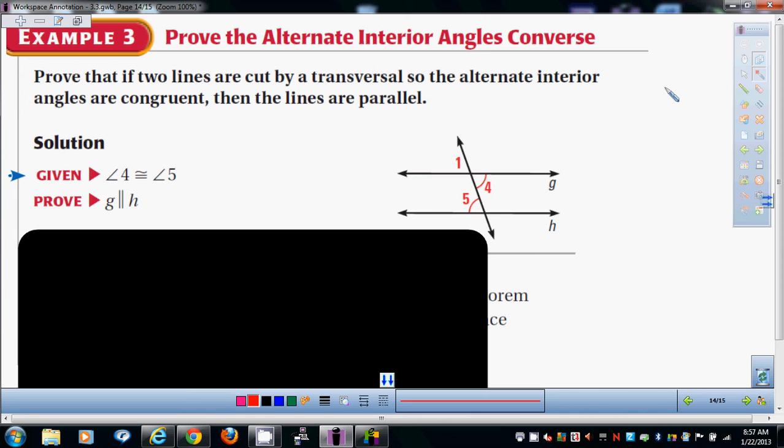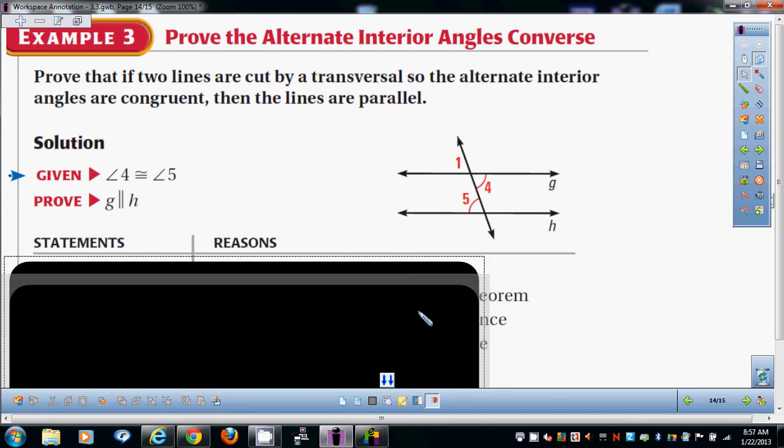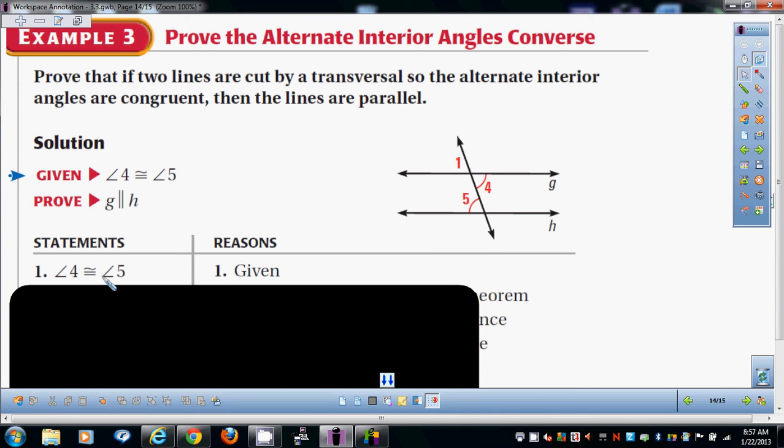You have to list exactly how you know things. Step 1, we knew what was given to us. We knew that angle 4 was congruent to angle 5, and that was given. Step 2, the vertical angles theorem, which Stacey said. 4 is congruent to 1. Now, we're showing these two are congruent, right? Have we stated anywhere over here that 1 is congruent to 5? No.